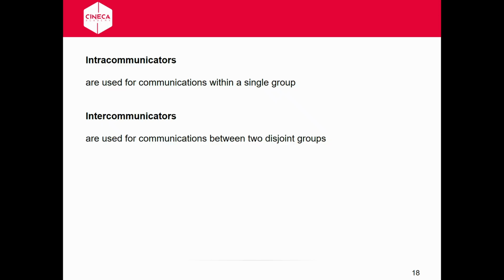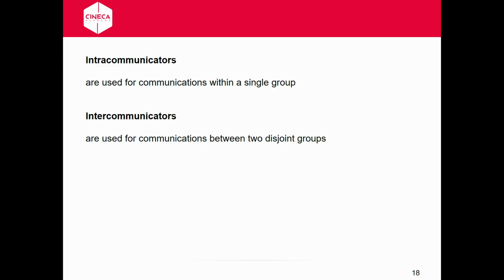So, for example, an intracommunication could be an MPI send. If you create a new subcommunicator and inside this communicator you perform an MPI send between two local processes of this communicator, you are performing an intracommunication.